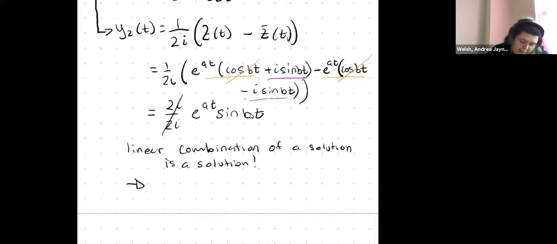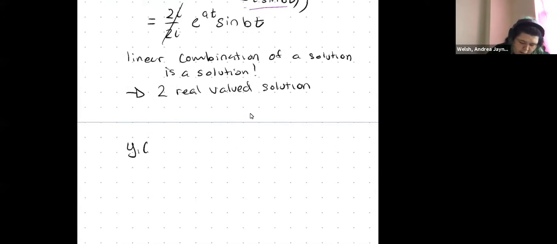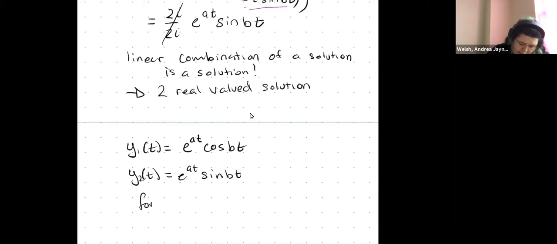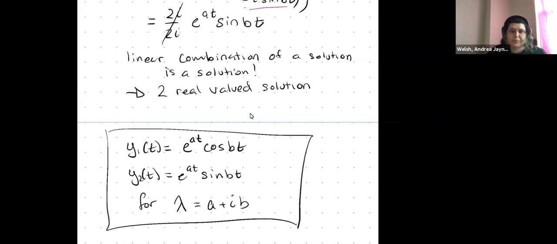So I ended up getting 2 real valued solutions, which ultimately are my y1 of t, which is e to the at cosine bt, and my y2 of t, which is e to the at sine of bt, for a characteristic root of the form a plus ib. And we're done.